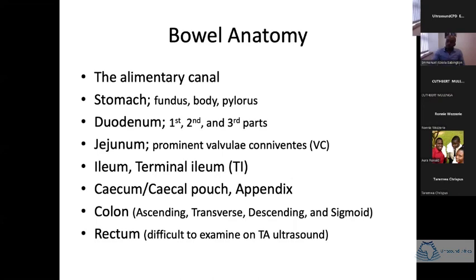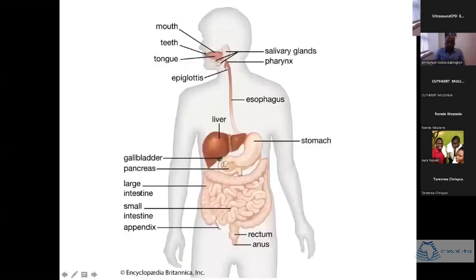Then the colon continues from the cecum: the ascending colon, transverse colon, descending colon, and then sigmoid colon, and then the rectum and the anus. So here's an image, a beautiful image actually, of the digestive system.